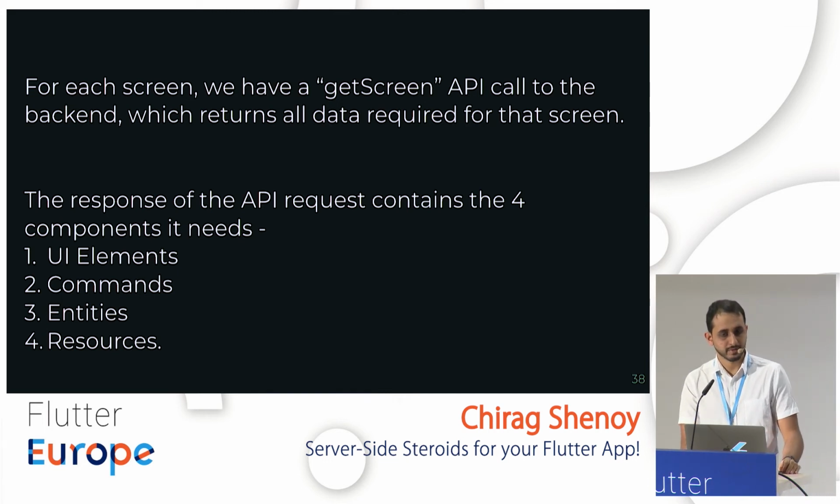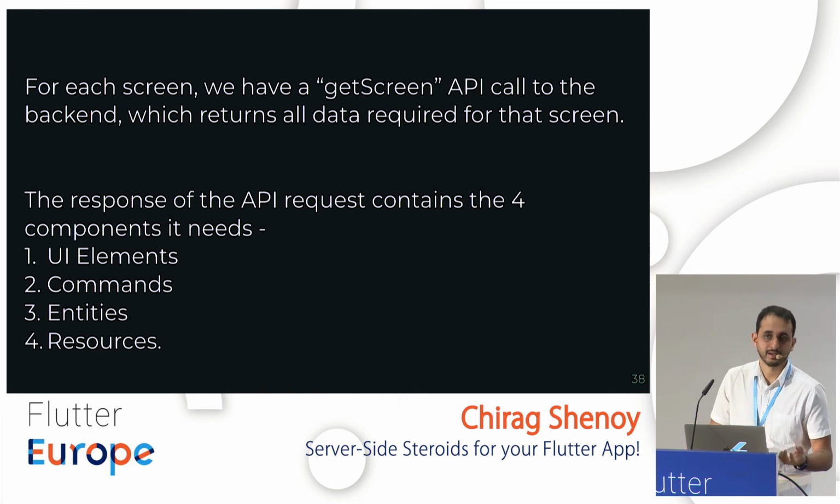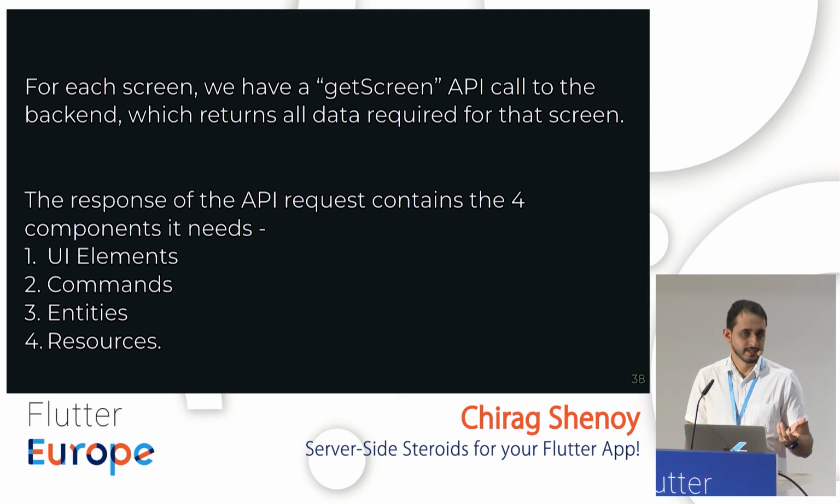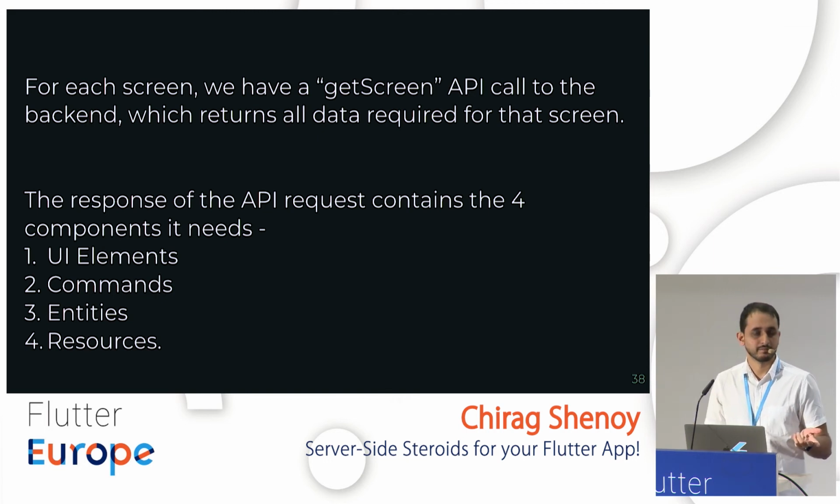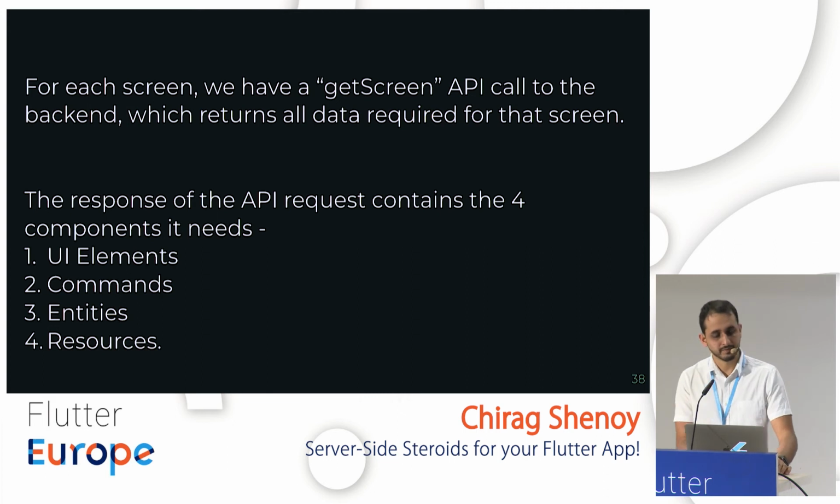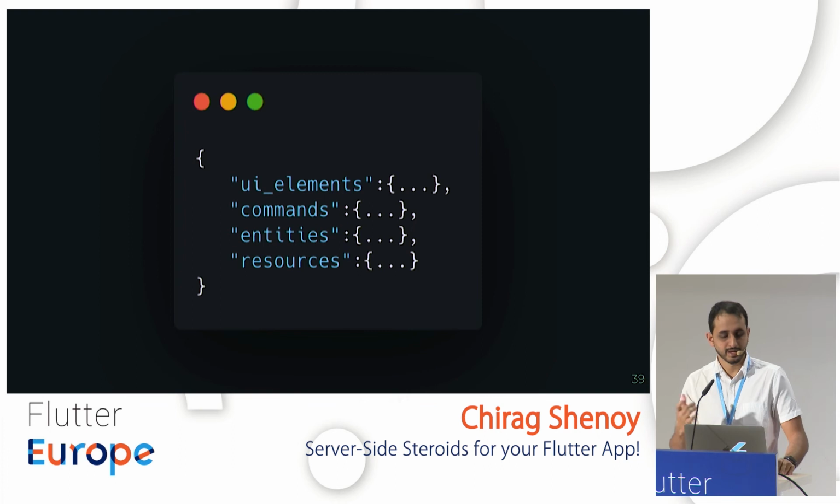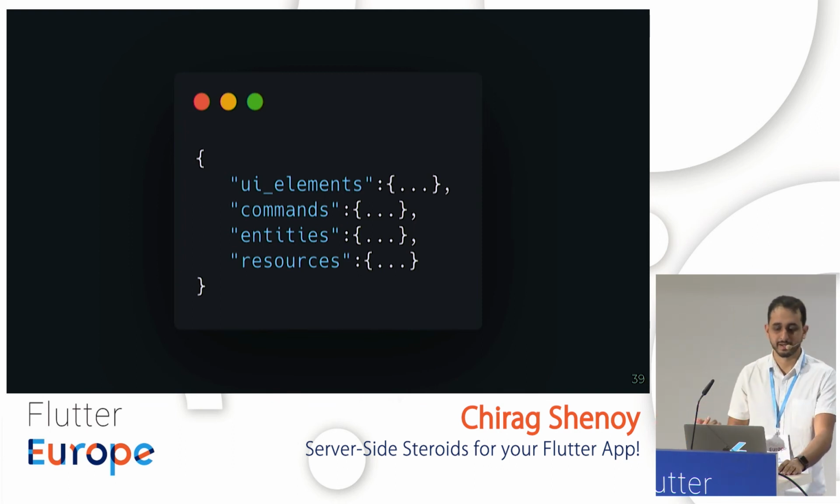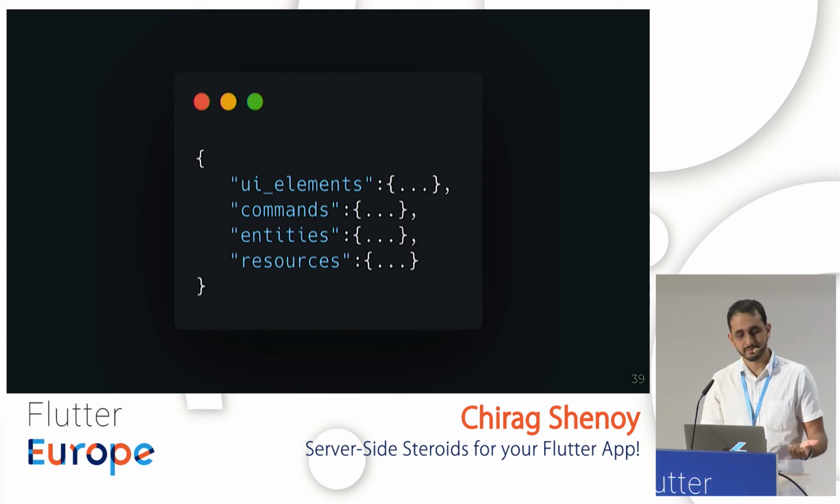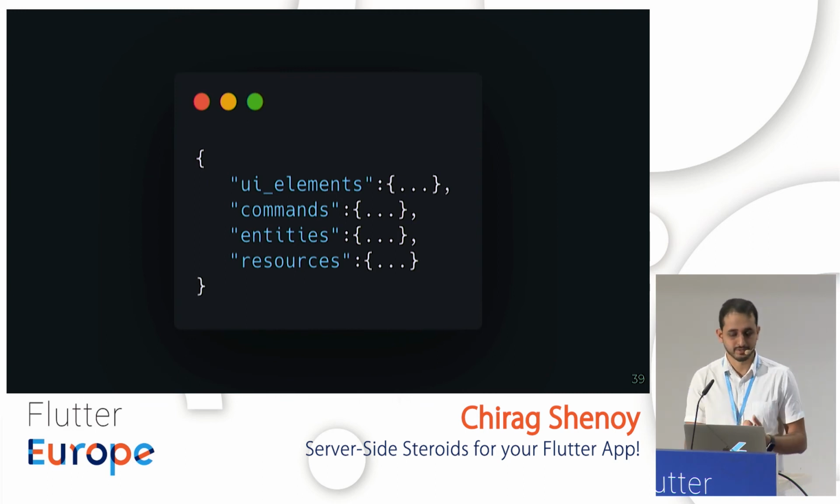And based on things like what data the client already has, the backend would maintain some sort of a state and return only the data that is required. So we're minimizing transfer over the air as well. We have optimized even that. Yeah, so these are the 4 basic components that every screen would require. It would require its own UI elements, its own commands, entities, and resources.